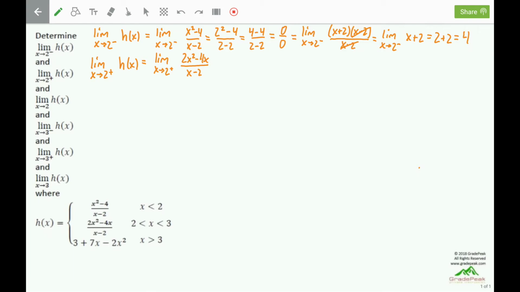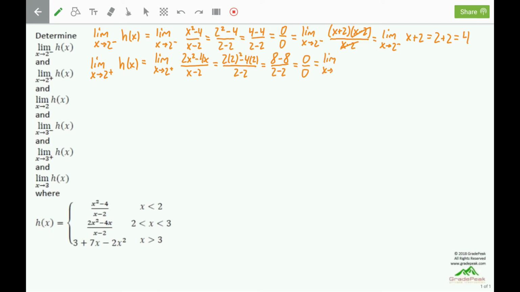And now we can try plugging a 2 in for each of the x's. That will give us 2 times 2 squared minus 4 times 2 all over 2 minus 2. 2 squared is 4, times another 2 will be an 8, minus 4 times 2 is minus 8, over 2 minus 2. 8 minus 8 is a 0, and 2 minus 2 is also a 0. So we again have the 0 over 0 indeterminate form. We will need to rework this.